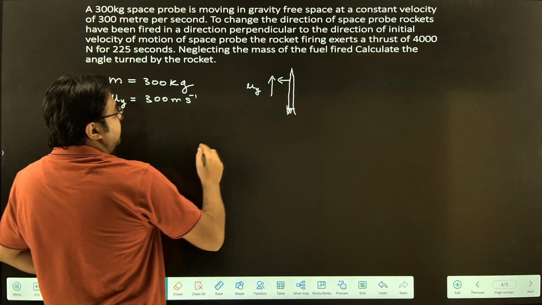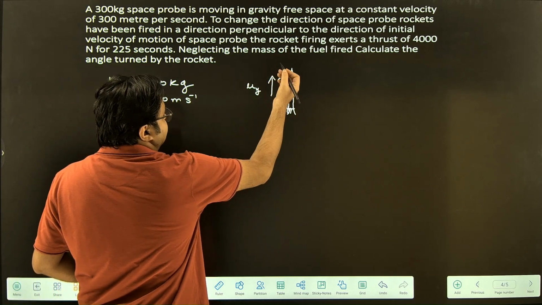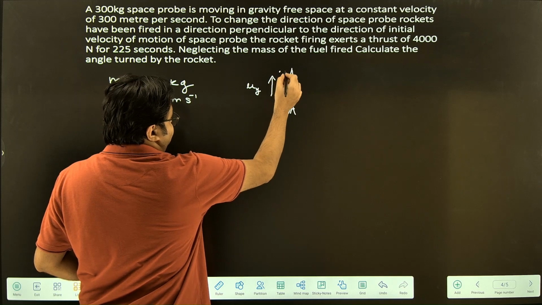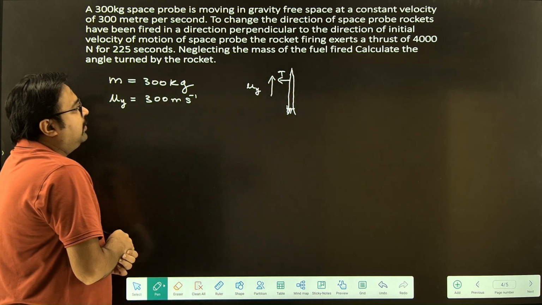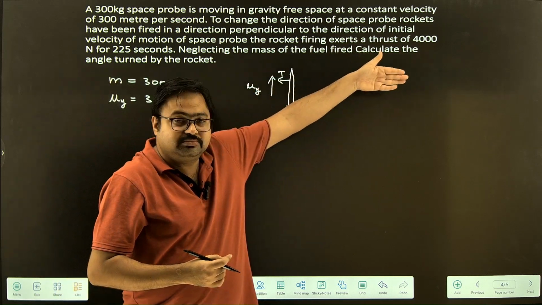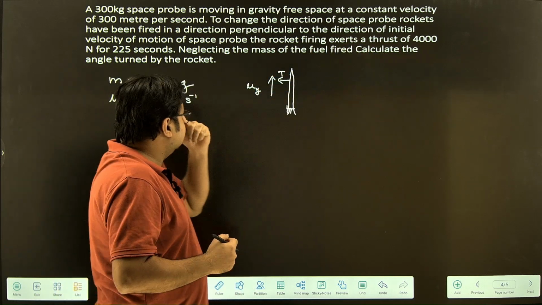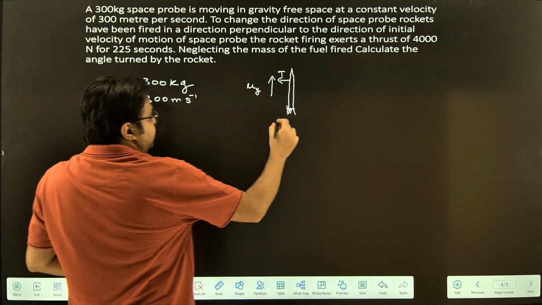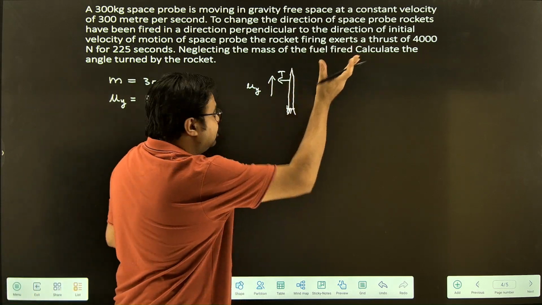And when that is the situation, let's say that this is the thrust. I shall write it as thrust, right? The exhaust gases come this way, so the rocket experiences a force in that direction, because of which the rocket would start turning towards right.